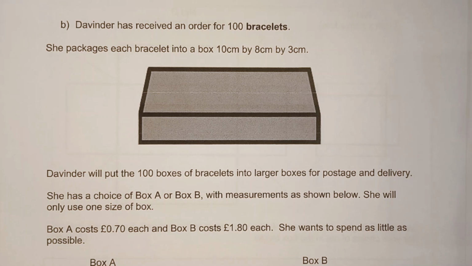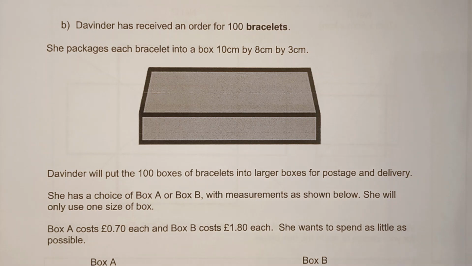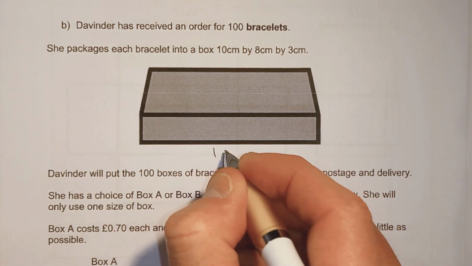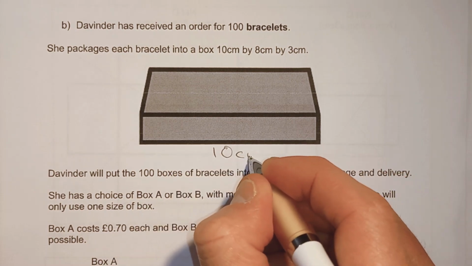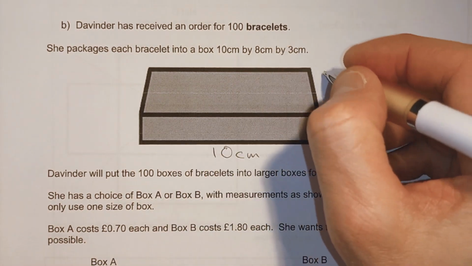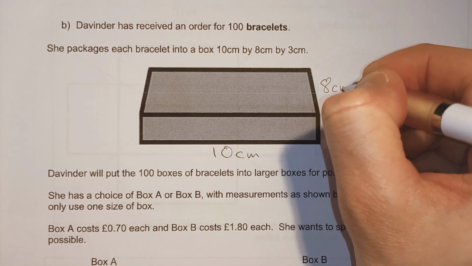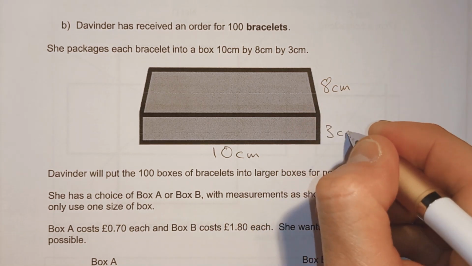Part B. Devinda has received an order for 100 bracelets. She packages each bracelet into a box, 10 centimetres by 8 centimetres by 3 centimetres. So I'm going to draw the measurements on. So this is the longer side. So let's say that's the 10 centimetres. This way is probably the 8. And then the height is going to be the 3 centimetres.